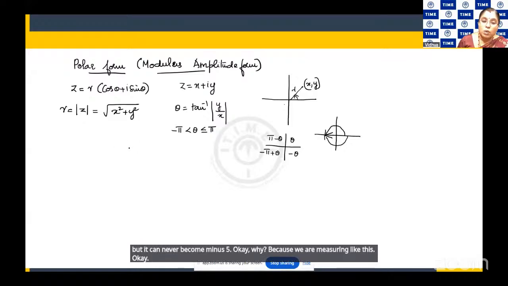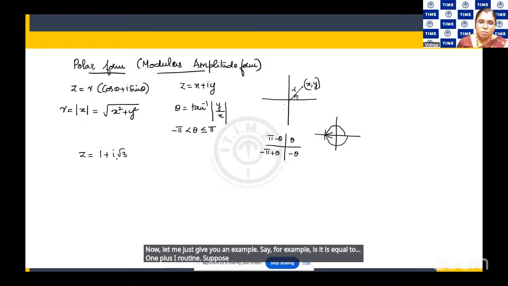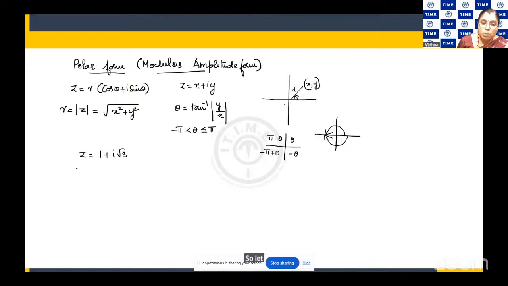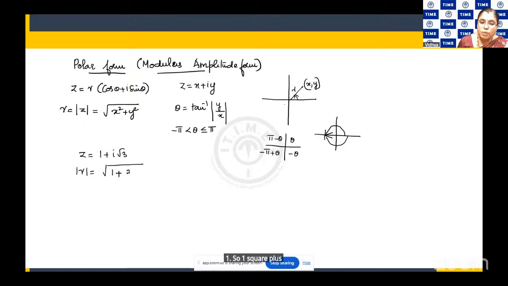Now let me give you an example. Say, for example, z is equal to 1 plus i root 3. Suppose this is our complex number. Let's try to find the modulus amplitude form of this complex number. So let's first find the modulus. Modulus r is equal to root of x square plus y square. Instead of x we have 1, so 1 square plus root 3 square, which is equal to 4. So root 4 is 2. So we already got the modulus.